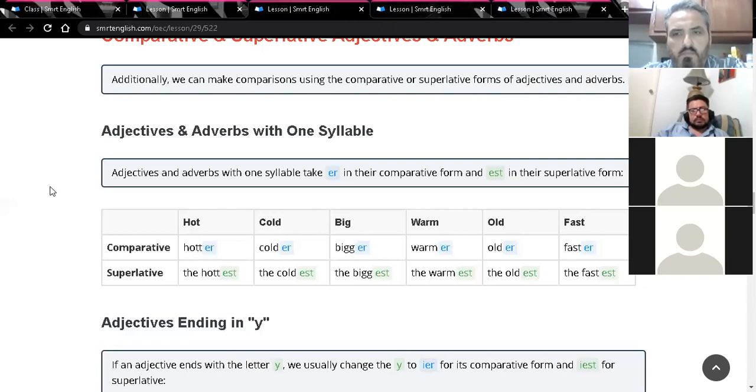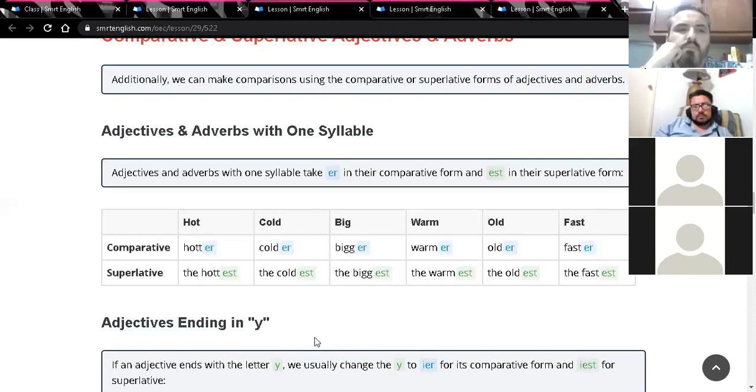For example, if I say "this is the most expensive cell phone," then I'm comparing it among all of the different types of cell phones. So it means that it is at the top of the list of expensive cell phones. And as you can see here, they have these pretty common and familiar endings. When it is comparative, I'm going to use the ER ending. And when it is superlative, EST.